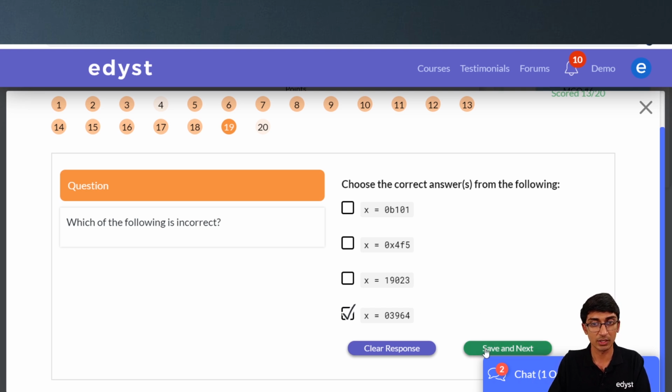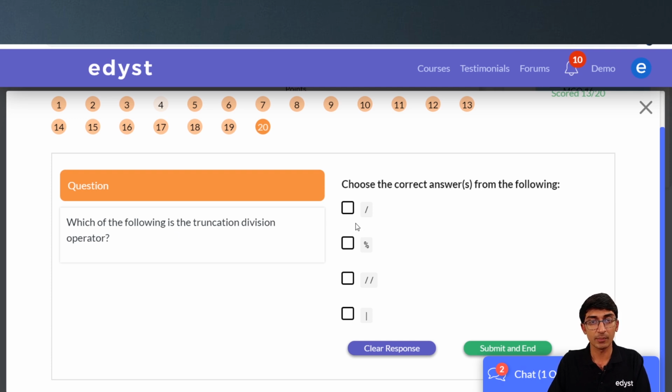All right, let's go to the next one. Which of the following is a truncation division operator? Well, the double slash is the only one that truncates the answer, because generally you'll get a decimal, but because of this you're going to get an integer.